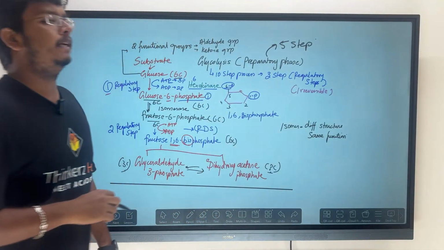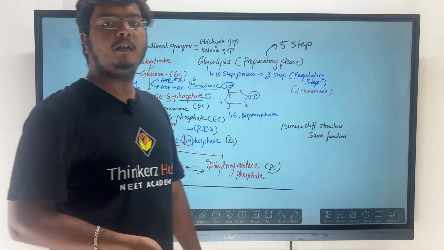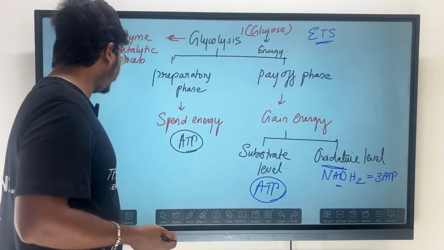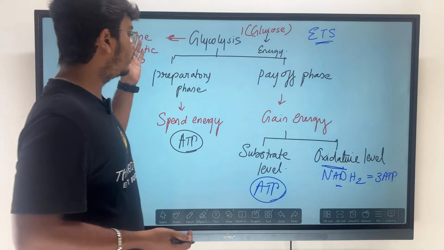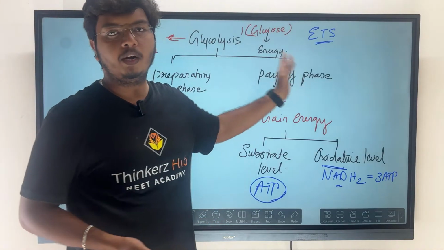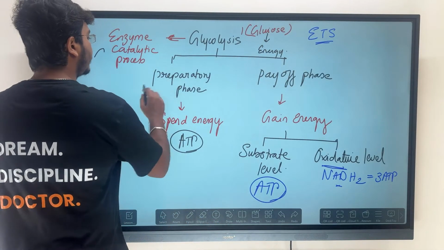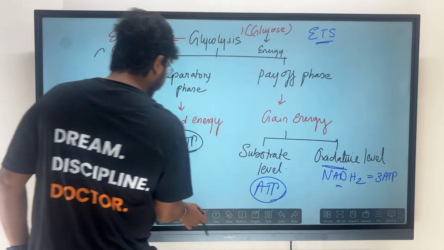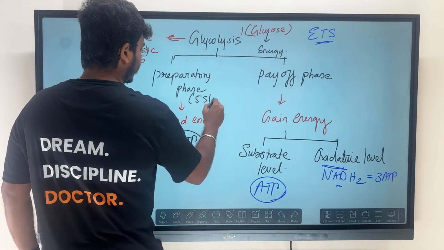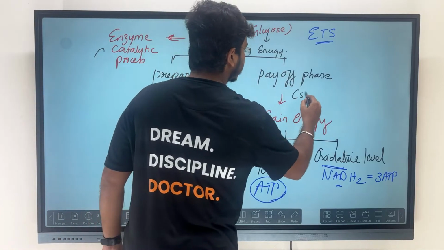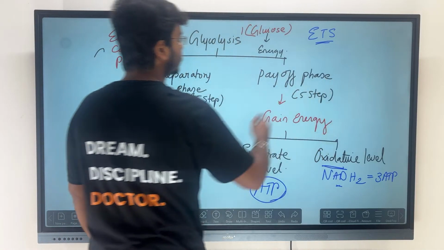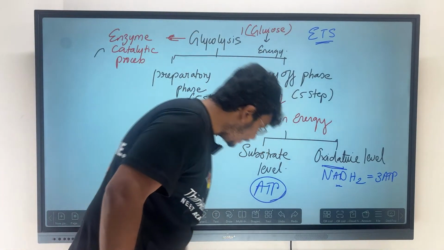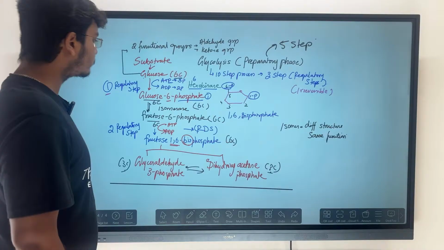Okay, how many steps are in the total glycolysis pathway? 10-step process. So you understand in total how many phases we have? We have 2 phases. One is the preparatory phase, another one is the payoff phase. So remember, preparatory phase is 5-step, and payoff phase is also a 5-step process. So totally it is a 10-step process. Hope this is clear. Yeah, fine.